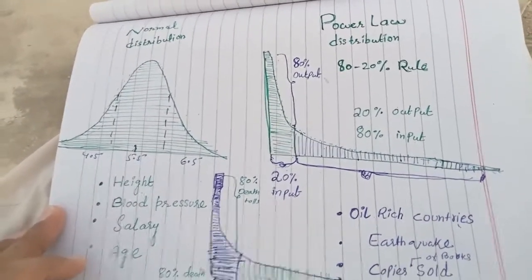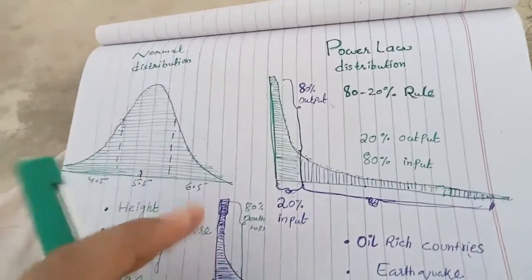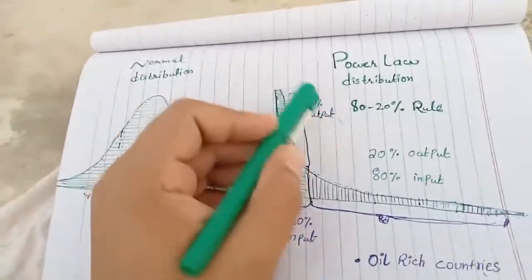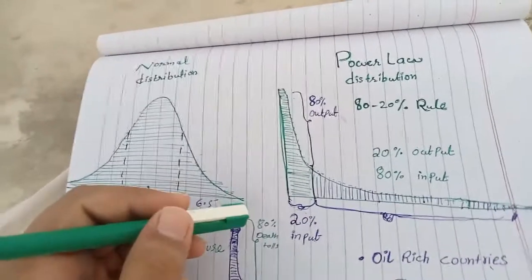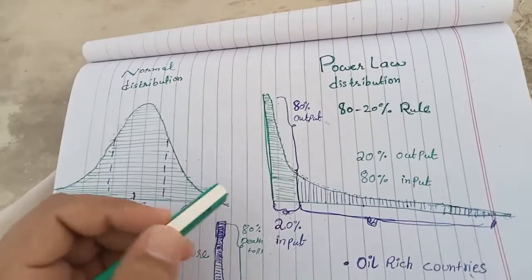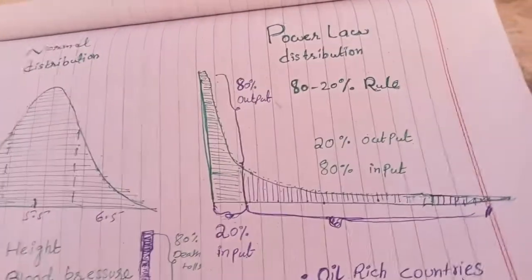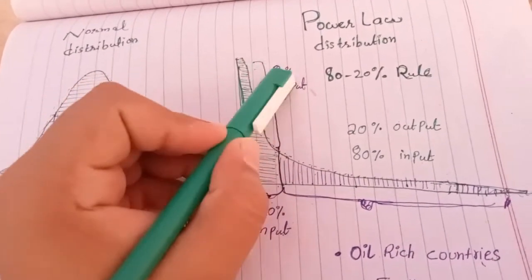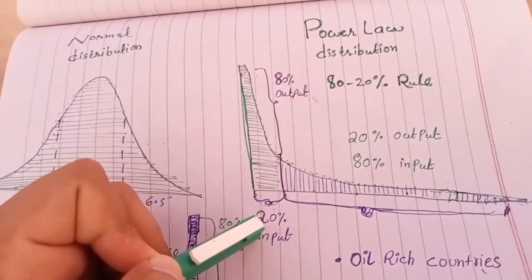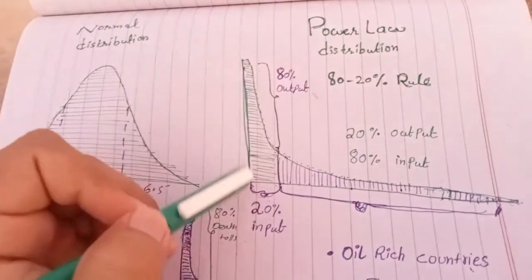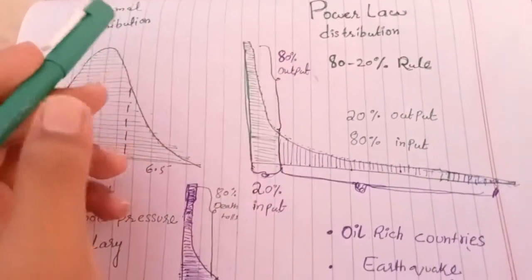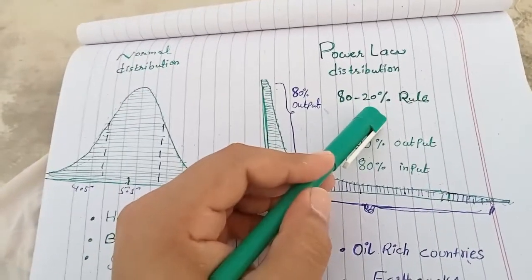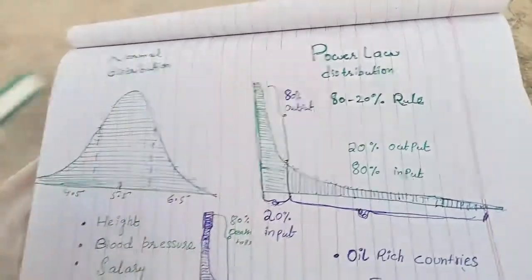Another example is copies of books sold. In a market, only 20% of the books account for 80% of the copies sold. We can also see examples in stock market movement. Another example of a power law distribution is wealth distribution, where 80% of the wealth of the world is held by 20% of the population. There are many examples where we use the 80-20% rule, where 20% is responsible for the 80% outcome, right?